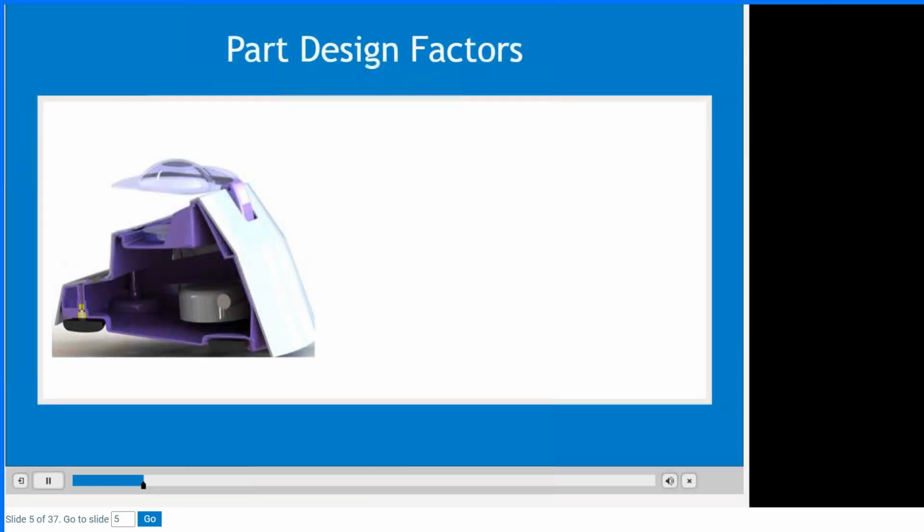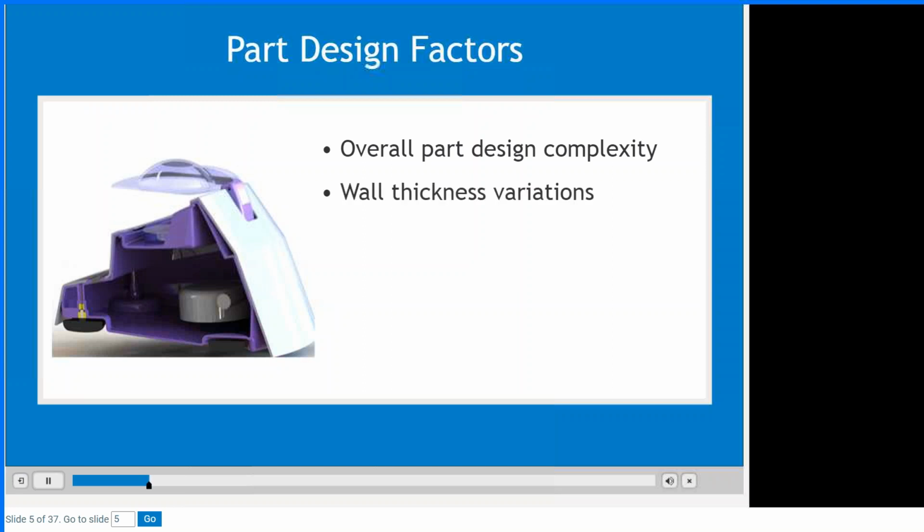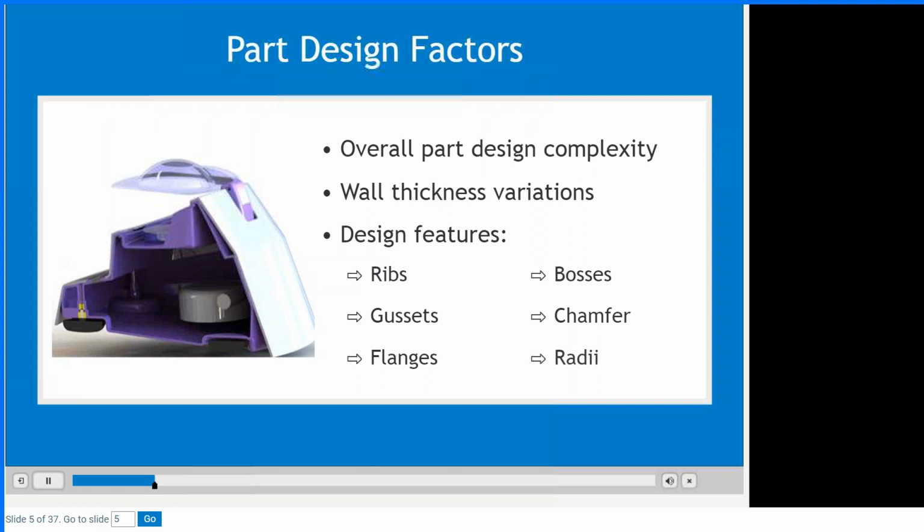There are a number of design considerations that impact shrinkage and warpage behaviors in molded parts. The overall design complexity of a part and wall thickness variations may cause uneven shrinkages and part warpage. Part design features such as ribs, gussets, flanges, bosses, chamfer, and radii all add varying levels of complexity to a molded part, and so can play a role in shrinkage and warpage behaviors. The type and number of features needs to be carefully considered to prevent potential molding issues.